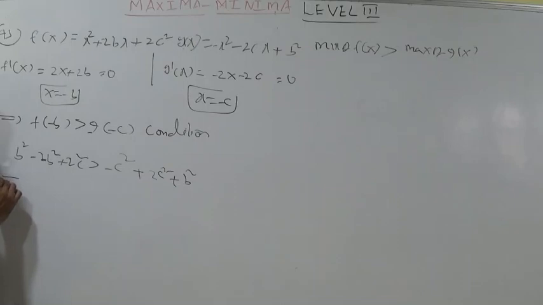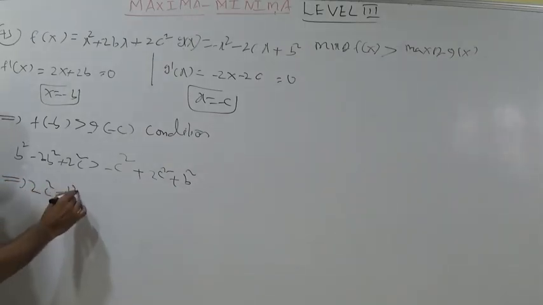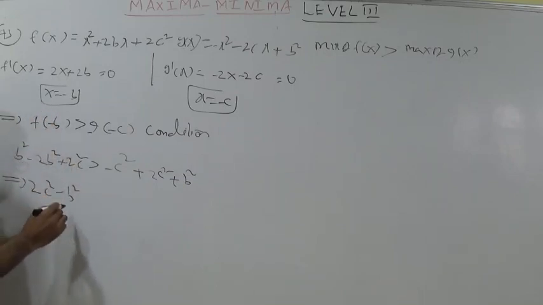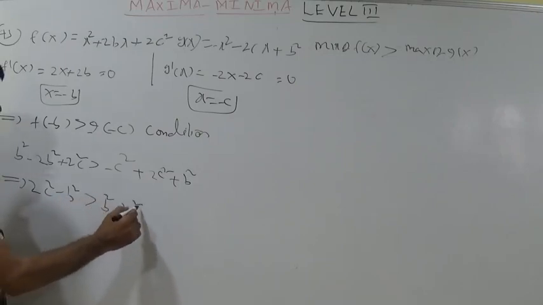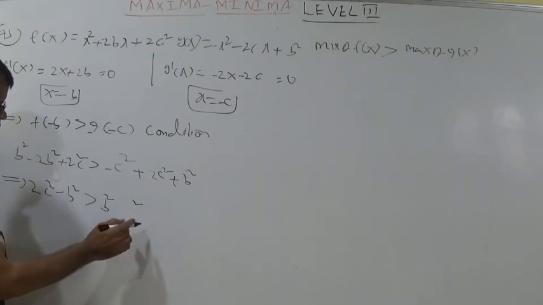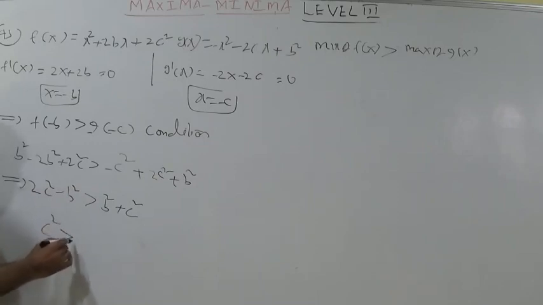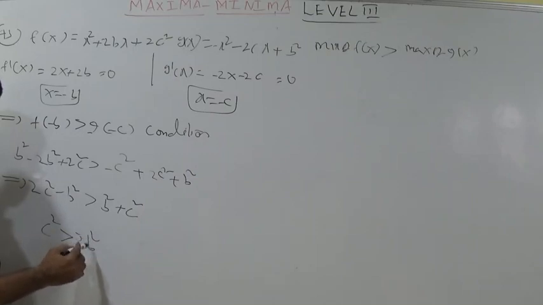Now that implies, I am writing 2c square minus b square, this is minus 2b square. 2c square minus b square greater than b square minus c square. Now, plus c square: this c square taken this side becomes 3c square, greater than this minus b square, taken this side to 2b square.